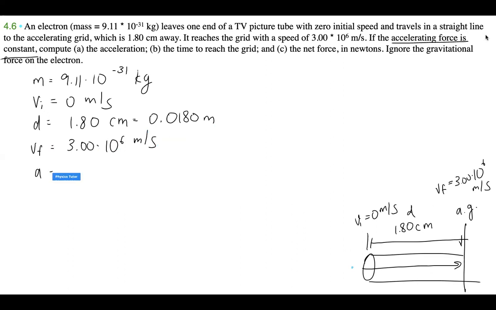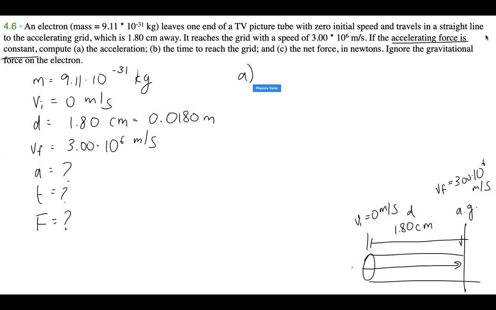And we don't know what the acceleration is, but we do know it's constant. And that's what part A is looking for. We also don't know the time it takes, but we're going to figure that out. And the force, right? So what force is this? Those are the things that we're trying to figure out. But let's go ahead and get started with part A.